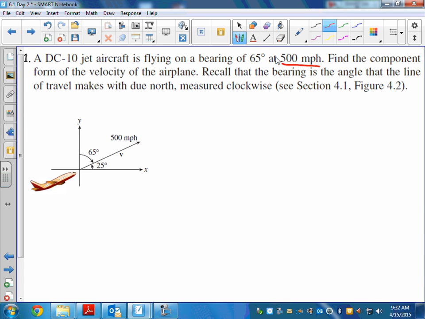They give us the velocity at 500 miles per hour. So we want to find the component form of that. That's just the formula I just gave you. The component form is the magnitude times the cosine of theta, and the magnitude times the sine of theta. This is probably going to be your favorite kind of story problem, because there's not so much to do, and they gave you a picture.